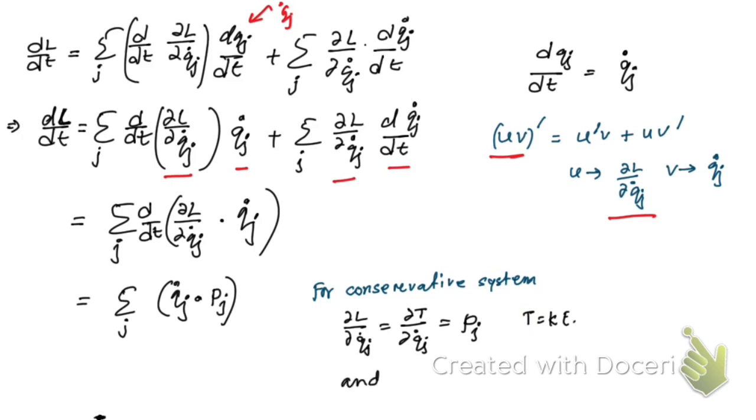Then what we can write, and remember, for a conservative system, this V is not a function of velocity. That's why with respect to velocity, if you differentiate it, it's going to give you 0, right? So hope you have understood this.